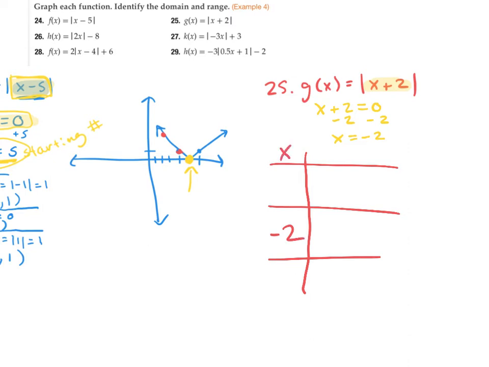So what's a number smaller than negative 2? Negative 3. What's a number bigger than negative 2? Negative 1. So now we can plug those into our equation. So we have the absolute value of negative 3 plus 2, which is what? Negative 3 plus 2? Negative 1, so the absolute value of negative 1 is 1. So then what's our point here?